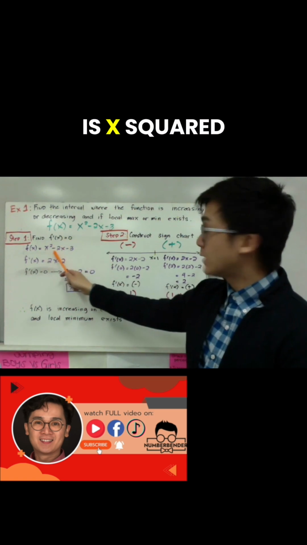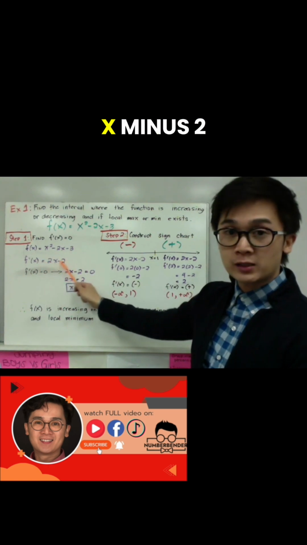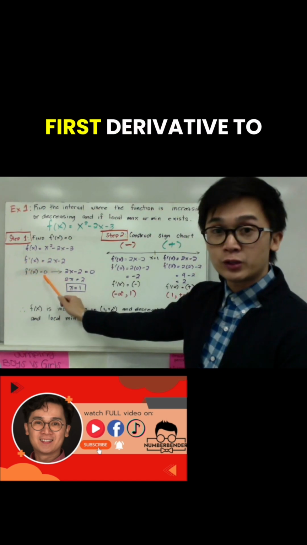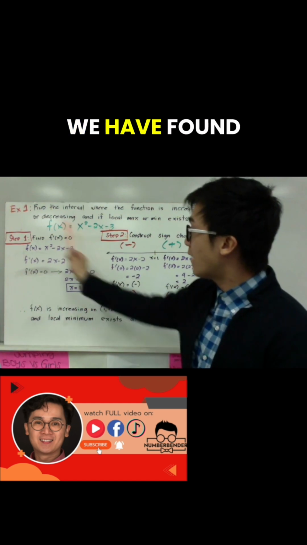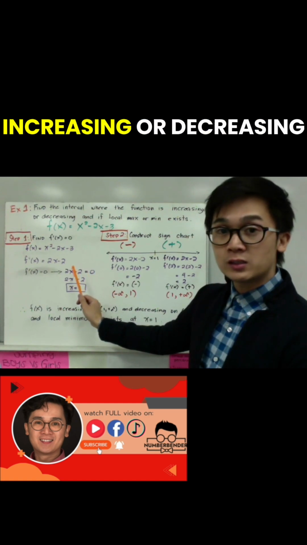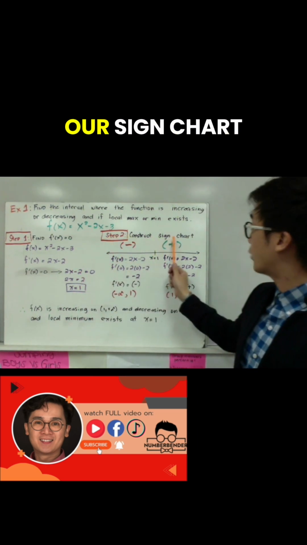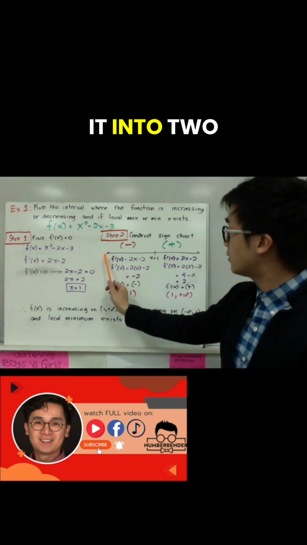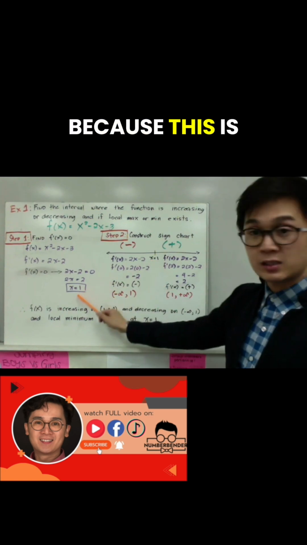Our function is x squared minus 2x minus 3. Its first derivative is 2x minus 2. We find the critical number by setting the first derivative to 0, so x is equal to 1. Now that we have found our critical number, we are ready to check where the function is increasing or decreasing. For step 2, we construct our sign chart. We cut it into two intervals, which split at x equal to 1 because this is your critical number.